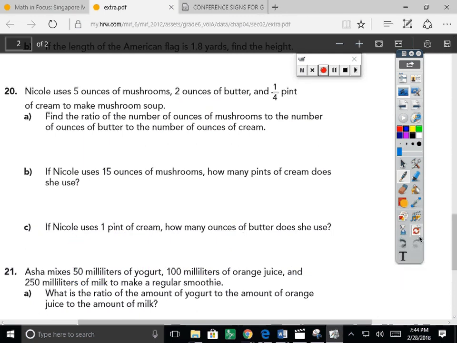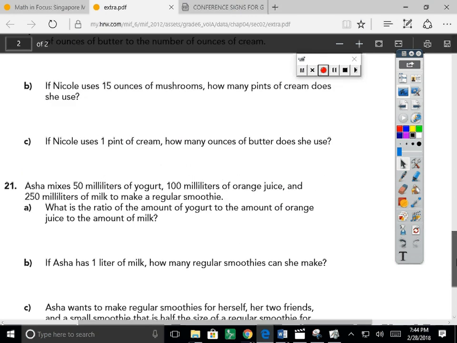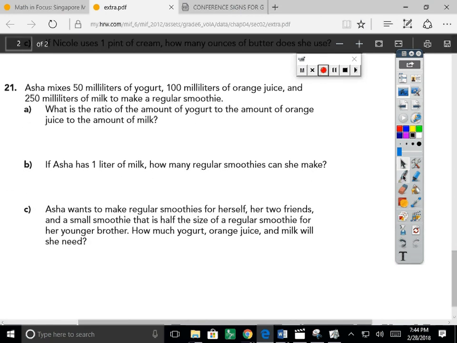The last thing we need to look at is number 21. Asha's making some smoothies. Yum. I could go for one of those right now. All right. For this final question, I notice we're going to have some units to work with, and I wonder if they're all the same. Let's find out.